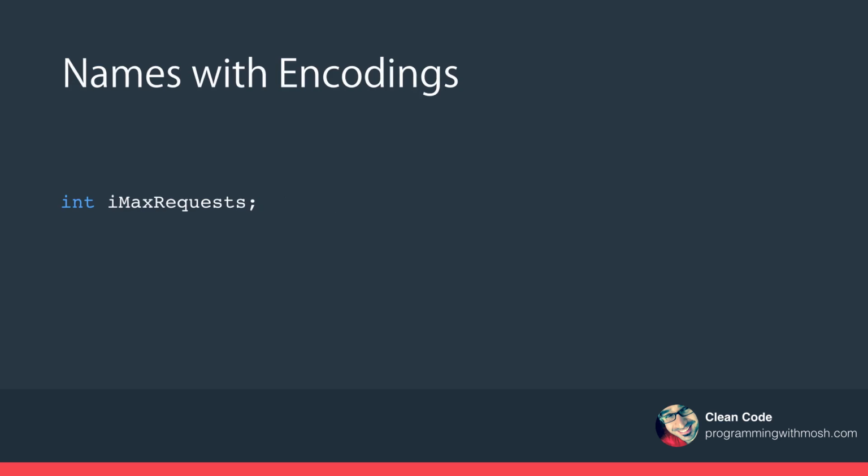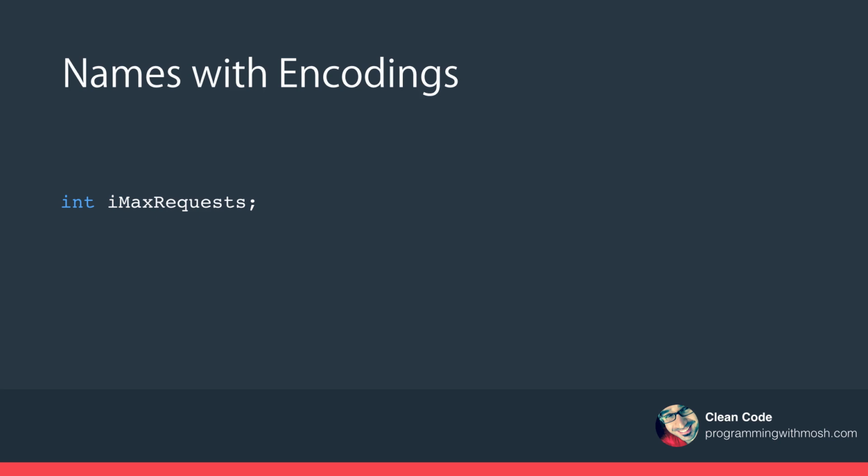I've seen names with encodings. The encoding you see in this example is Hungarian notation, and that was very popular amongst C++ programmers back in the 80s and 90s. The historical reason behind that was, in those days it was hard to tell the data type of a variable. So there was a computer scientist from Hungary, I don't remember his name, and he came up with this idea to prefix variable names with their data type. And that's why this is called Hungarian notation.